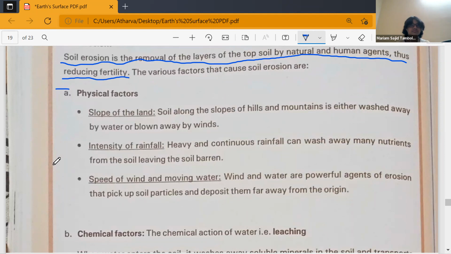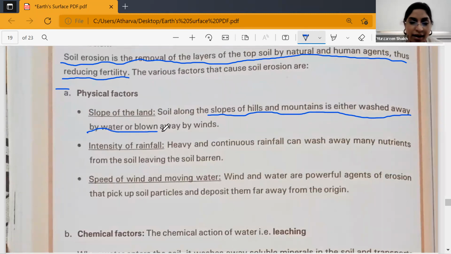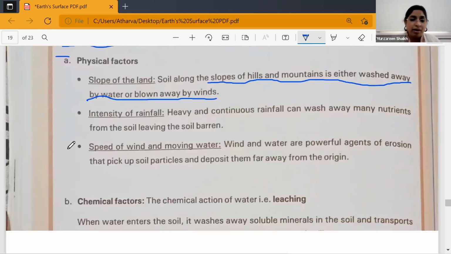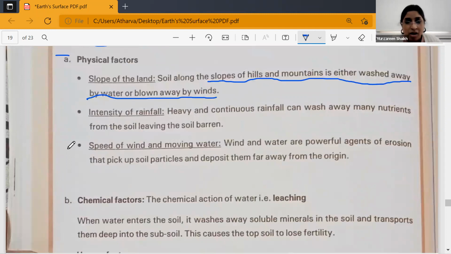The slope of the land: soil along the slopes of hills and mountains is either washed away by water or blown away by winds. So this can happen either through water or through winds. Please underline, slopes of hills and mountains is either washed away by water or blown away by winds. So this is the physical factor. Next, intensity of rainfall. For example, if there's heavy rainfall and continuous rainfall, what happens because of that?